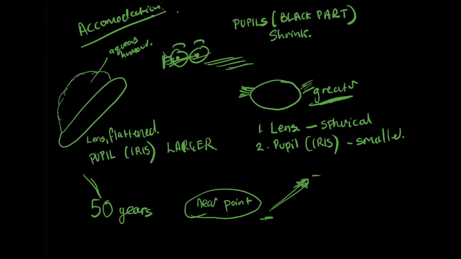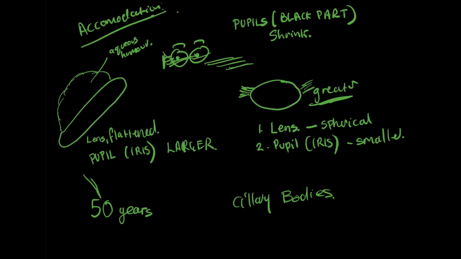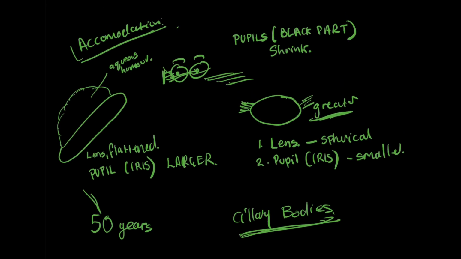Well, one of the reasons that we think this is because these ciliary bodies tend to become stiffer. And remember, they're controlling that lens flattening. So if these ciliary bodies are becoming stiffer and more difficult to move in time, what ends up happening is that the accommodation process becomes larger. Cool. So that's what accommodation is.